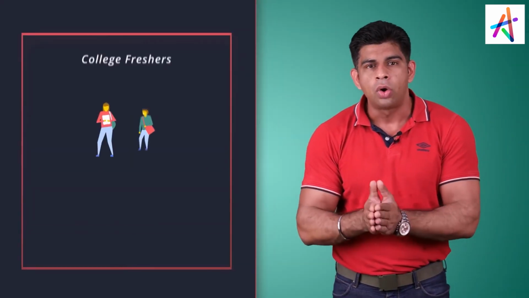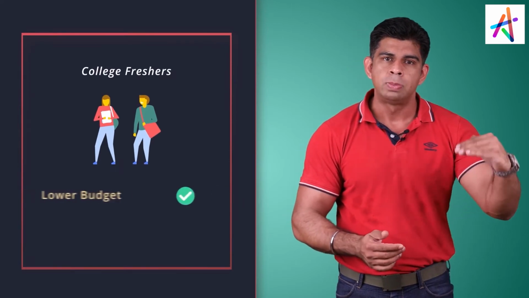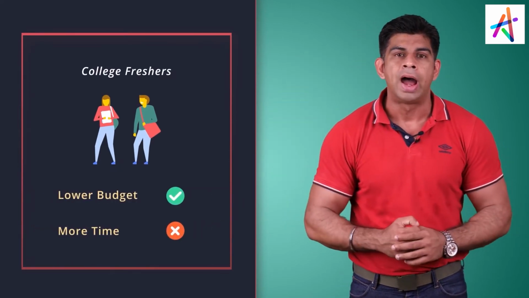So these are the different knowledge areas, and often when you make a change in any one knowledge area, it's not only that knowledge area which gets impacted. You have to make changes in the other knowledge areas as well, or that will impact the other plan documents as well. For example, if you hire college freshers, your budget might be lower, but the time requirement will be higher.